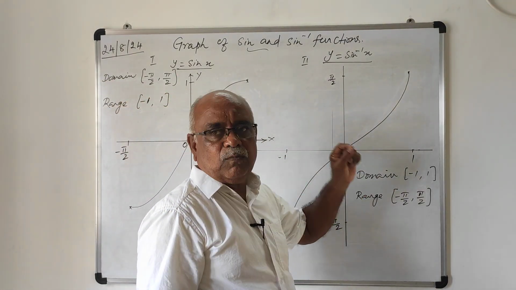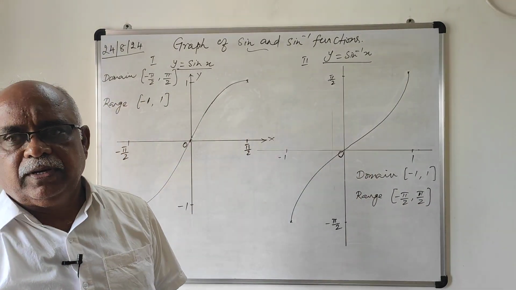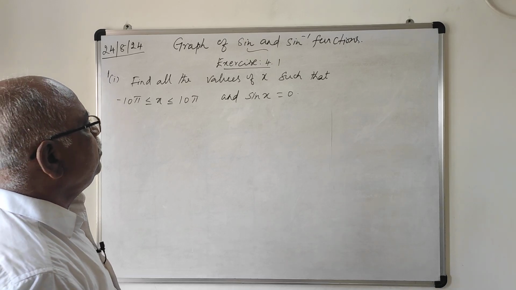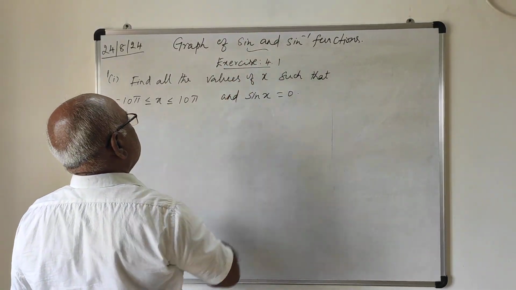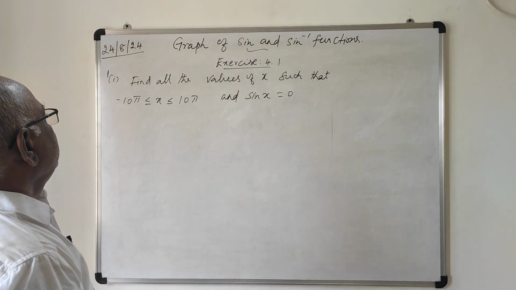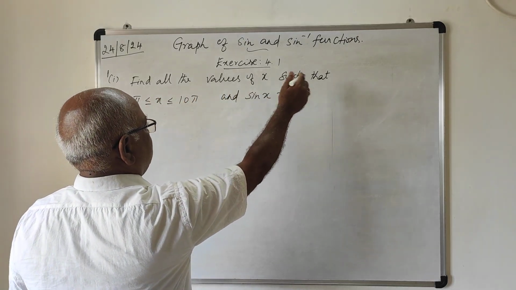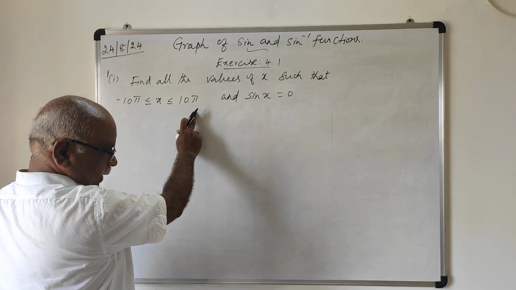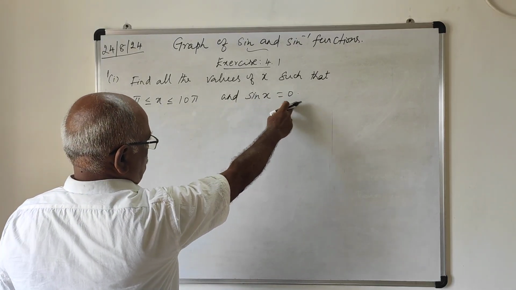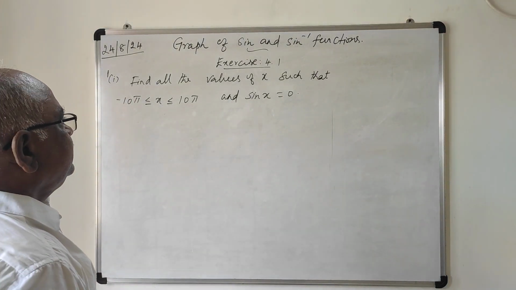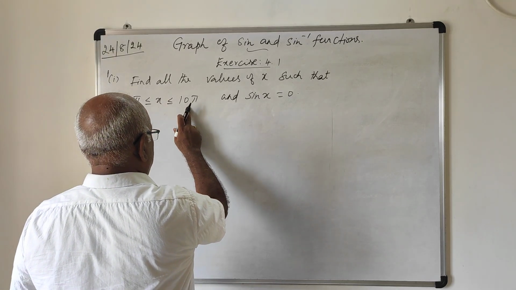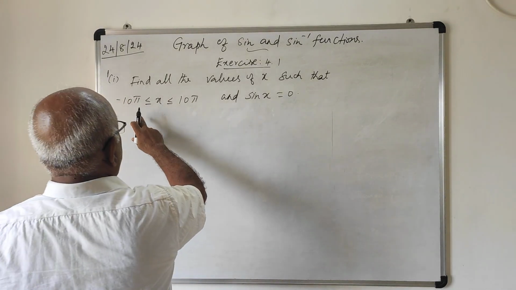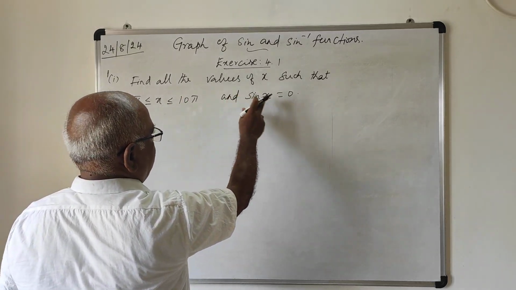Now we are going to solve some problems using these functions. Now we are going to solve some problems in the exercise 4.1. The first problem in the exercise, find all the values of x such that x lies between minus 10 pi to plus 10 pi and sin x equal to 0. The period of sin x is 2 pi, you know.